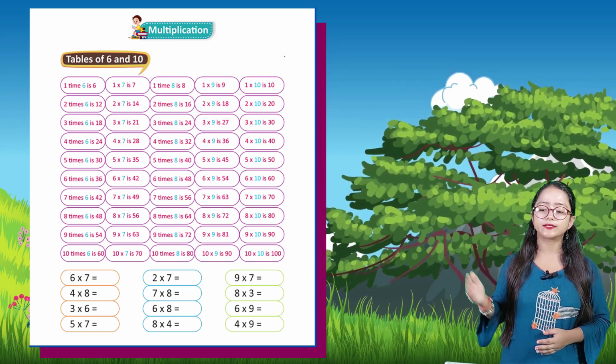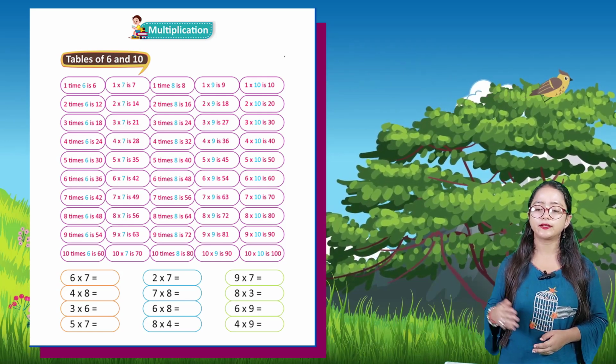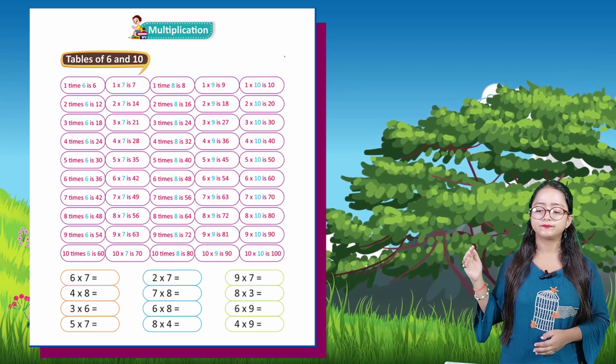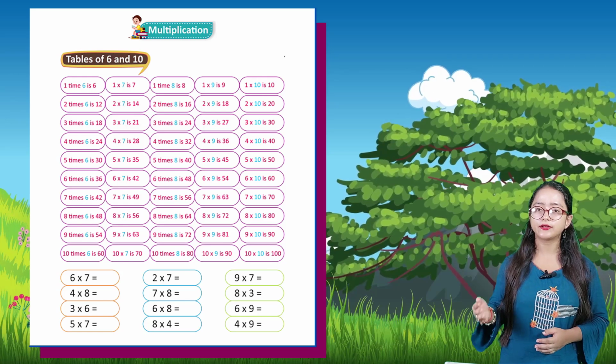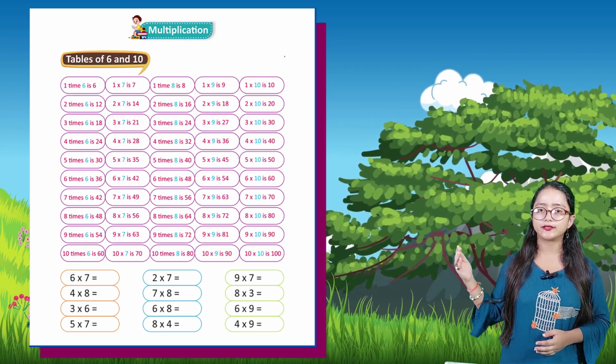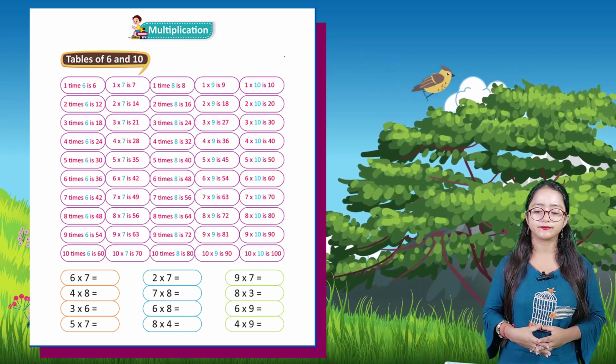1 times 10 is 10, 2 times 10 is 20, 3 times 10 is 30, 4 times 10 is 40, 5 times 10 is 50, 6 times 10 is 60, 7 times 10 is 70, 8 times 10 is 80, 9 times 10 is 90, and 10 times 10 is 100.